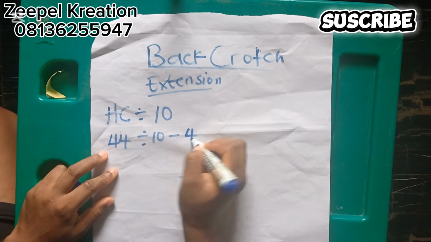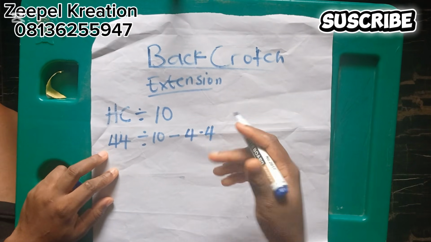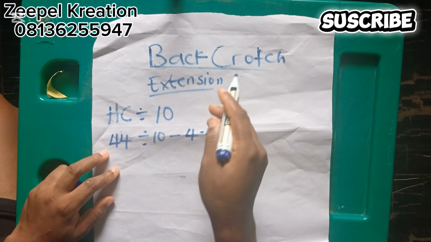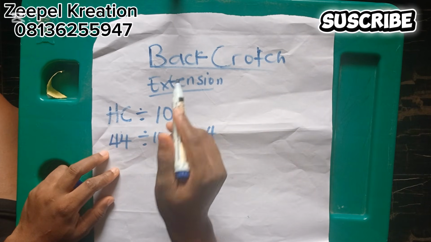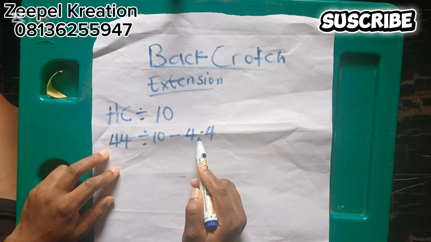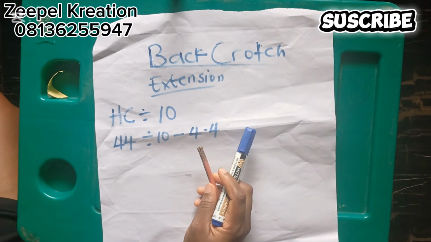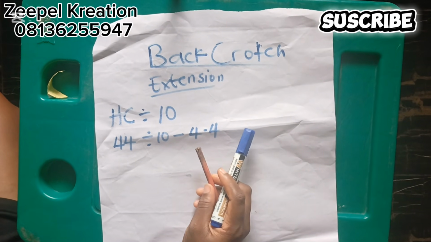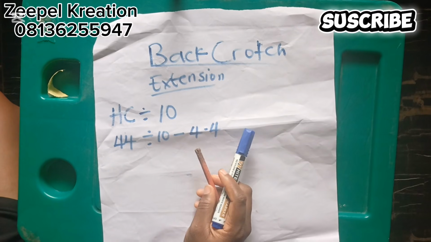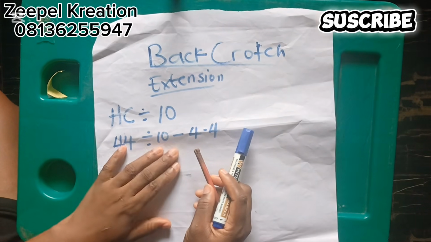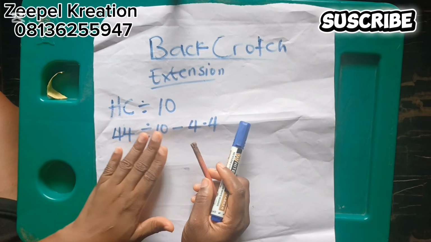That will give me 4.4. Remember, for the front crotch extension, we got 2.2. So multiply 2.2 by 2, and you'll be having 4.4. That is to tell you that the back crotch extension is double of the front crotch extension because the back has more weight than the front. Are you getting me? Now, this is for a fitted trouser.